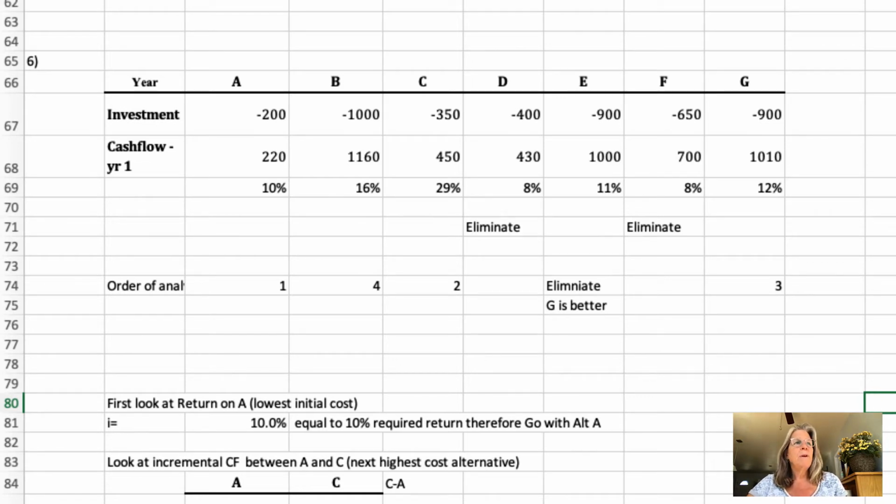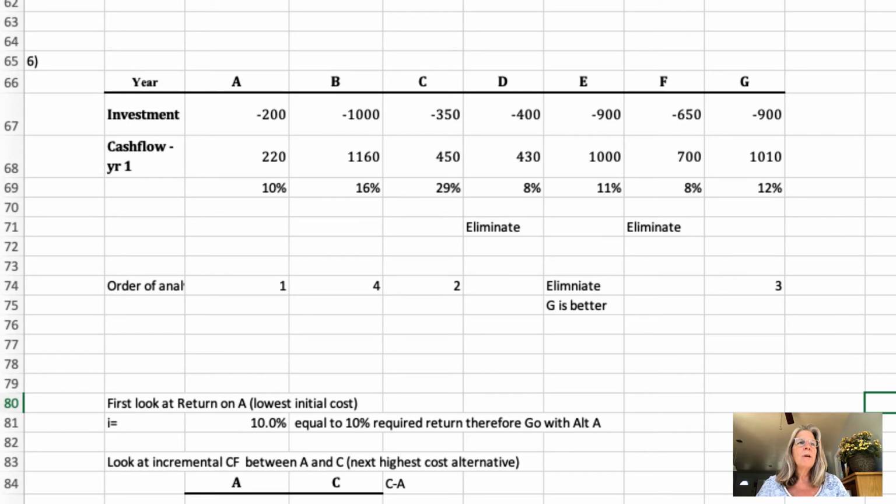Now the next thing we're going to do is look at the order in which we will evaluate this. We go from the lowest investment amount to the highest investment amount. In this case, the investment amounts are those listed on row number 67. For A, it's 200, B, it's 1,000, C, it's 350. Down below, I've included the order in which I'm going to evaluate them. The lowest investment is 200, the next is 350, the next is 900, and the last is B with 1,000. Notice I haven't included D, E, and F because I've eliminated those already.